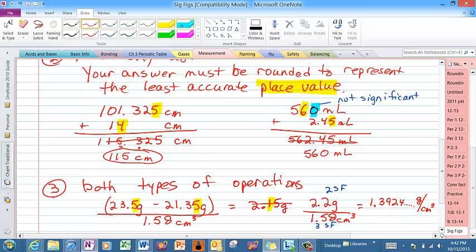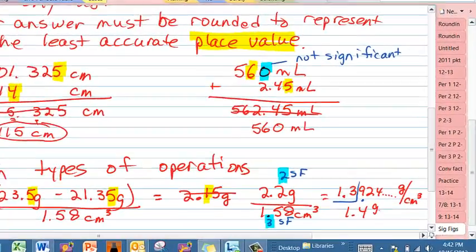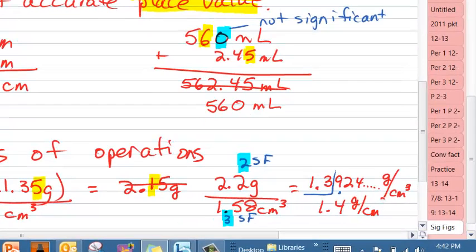But I need to round it. I've got 2 sig figs in the top number and 3 in the bottom number, so I need to round it to the first 2 sig figs. This is a case where the number after my boxing off is greater than 5, so I need to round this up. I need to round up to 1.4 grams per centimeter cubed.